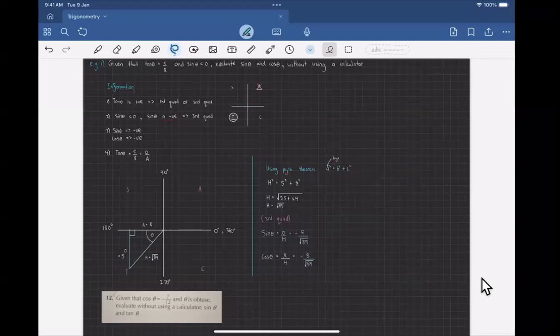Kirsten, I sent you our worksheet. On the worksheet, I want you to find all the angles for x between 0 and 360. So the same steps from class, you have to follow.